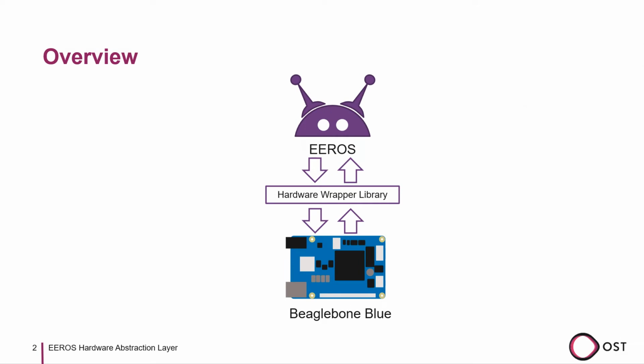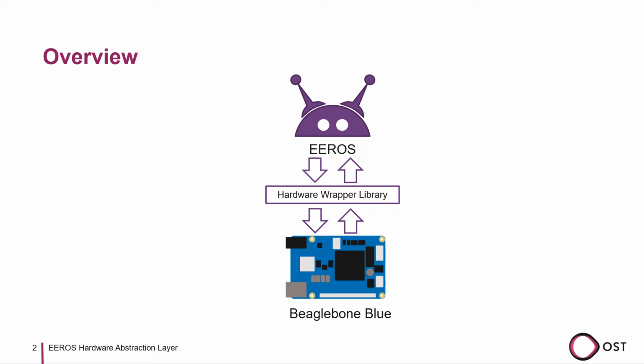You may ask, what is a hardware abstraction layer? Well, basically, it is an interface between EEROS and the underlying hardware via a hardware wrapper library. Or in other words, it describes the available hardware and its properties along with the necessary libraries to access the hardware. In our case, the underlying hardware is the BeagleBone Blue, but it could also be any other platform. And the great thing about the hardware abstraction layer is that you don't have to rewrite all your software when you switch to another platform. All you have to do is rewrite the hardware wrapper library and you are good to go again.